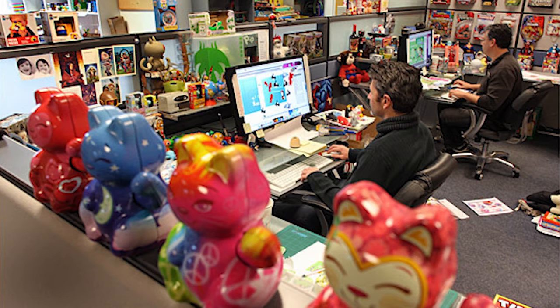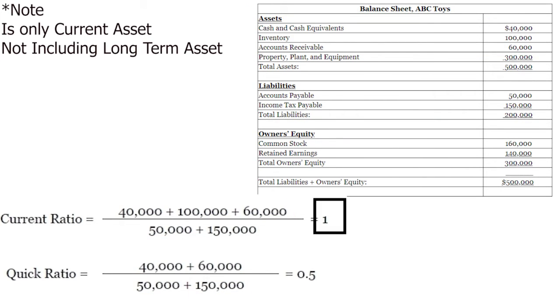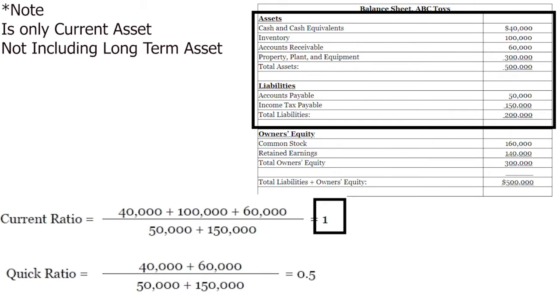Let's give you an example. ABC Toy, as you can see on the balance sheet here, would calculate its liquidity ratios as follows. A current ratio of 1 tells us that ABC Toy's current assets match its current liabilities, meaning you shouldn't have any trouble handling its financial obligations over the next 12 months. However, a quick ratio of only 0.5 indicates that ABC Toy will need to maintain at least some level of sales in order to satisfy its liabilities.